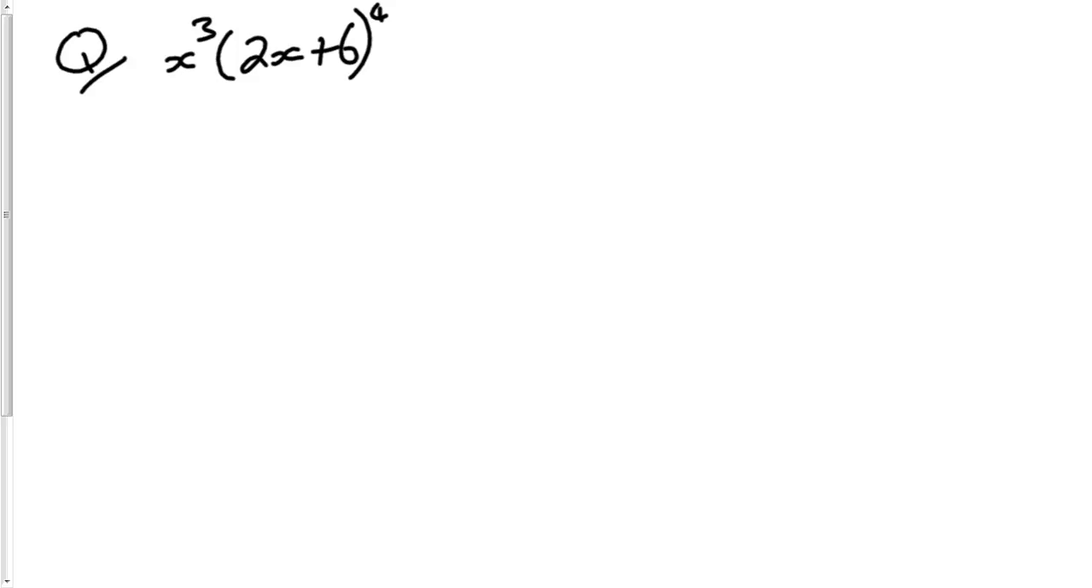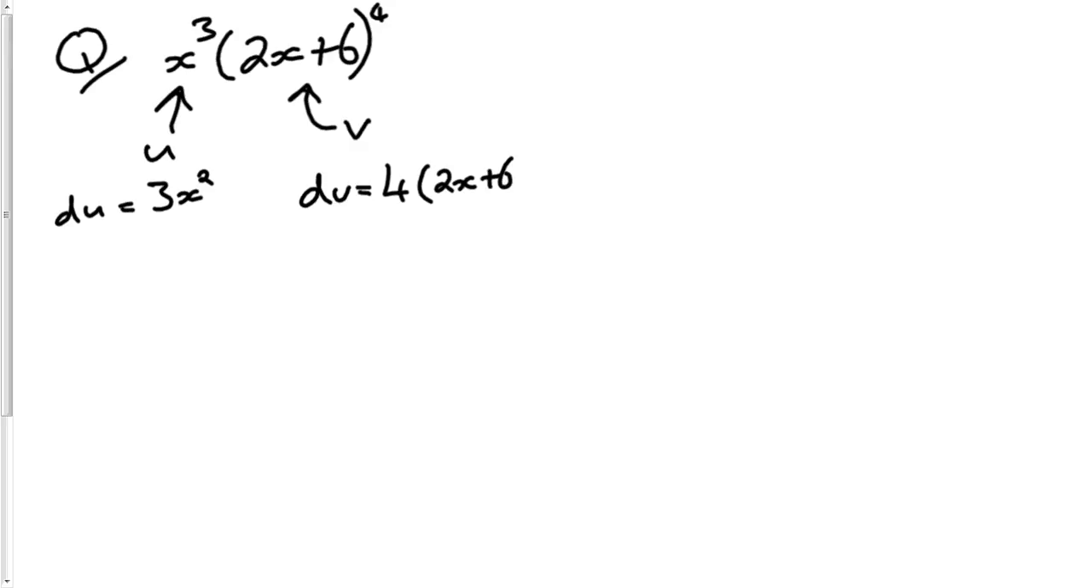So let's differentiate this. The first thing we notice is it's 2 things multiplying together. We've got the x cubed here, and we've got the 2x plus 6 all to the power of 4 here. So we're going to call this u and this v. So the next thing to do is find out what du equals and find out what dv equals. So du is going to be 3x squared, and dv, again using the chain rule, 4 lots of 2x plus 6 power of 3 multiplied by what's inside the brackets differentiated, which in this case is just 2.